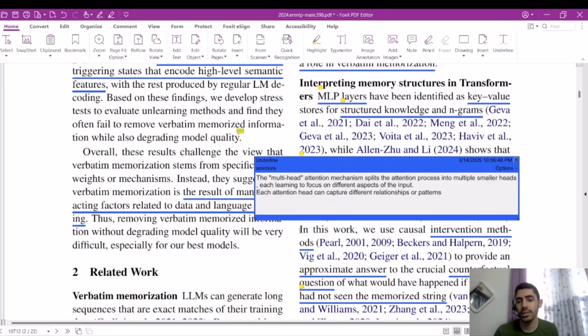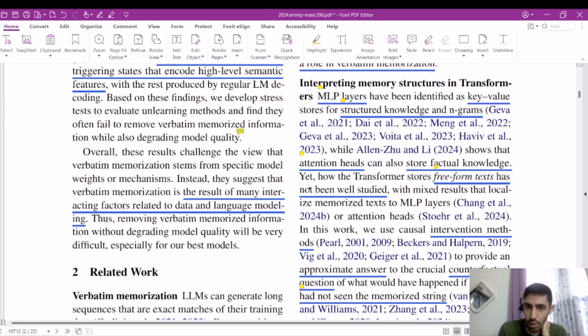The multi-head attention mechanism splits the attention process into multiple smaller heads, and each of them focuses on a different aspect of the input. Each attention head can capture different relations or patterns. For example, one captures the meaning relations between words. Another extracts the semantic relations between words. Another extracts the grammatical relations between words. It's actually used to learn the relations between the words. Attention could also store factual knowledge. Yet how transformers store freeform text hasn't been well studied.